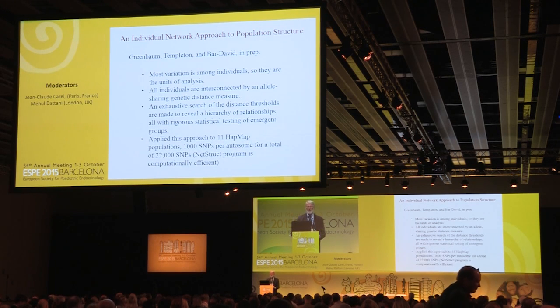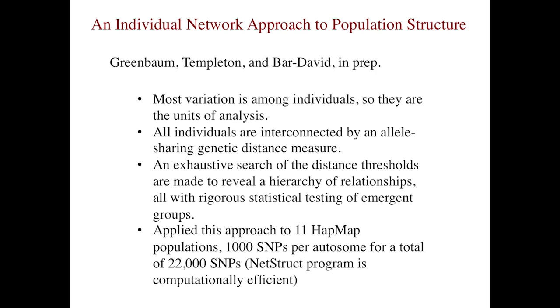And we applied this approach to 11 HapMap populations. We chose 1,000 SNPs per chromosome so that we didn't have to worry about correlations within the chromosome, for a total of 22,000 SNPs. And actually, we ran this on a desktop computer, so this is a very computationally efficient program. Other programs that allocate genetic variation, like STRUCTURE, we started in August on this, and it's still churning out, and this is on a supercomputer.